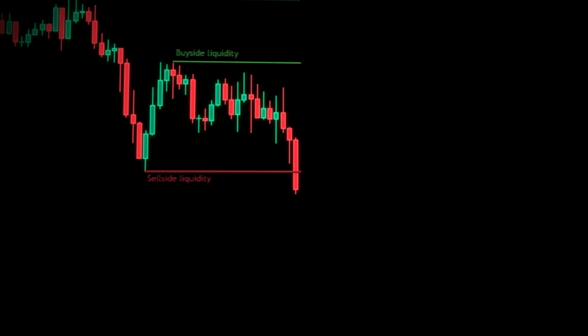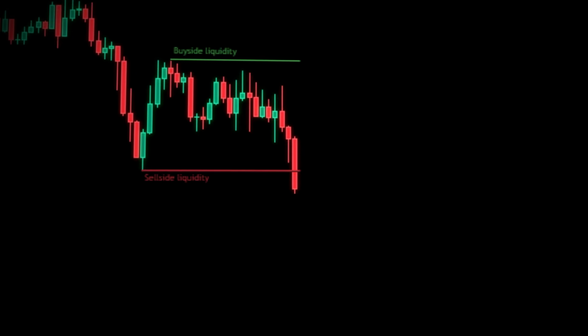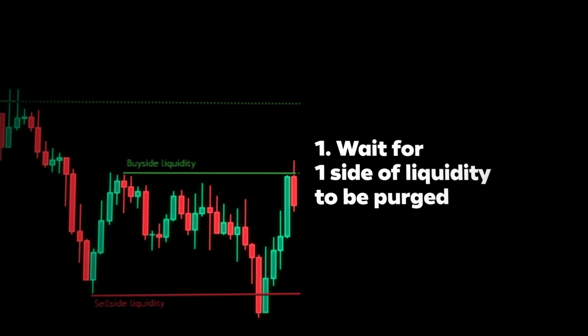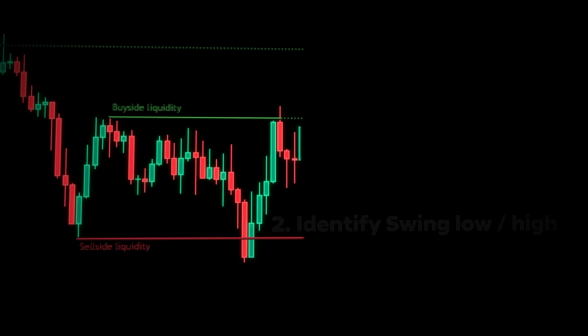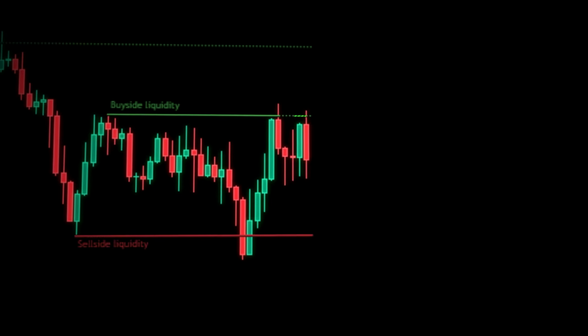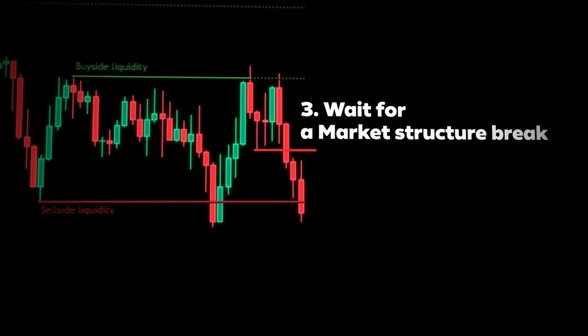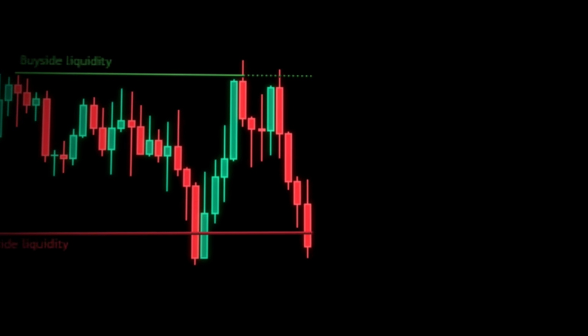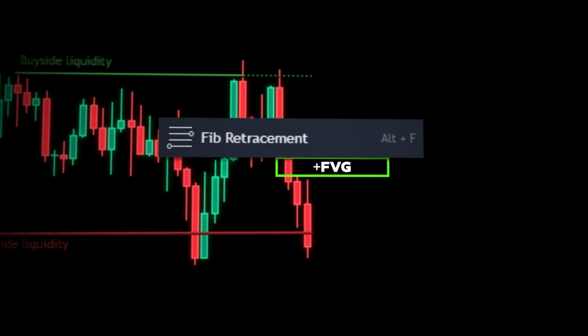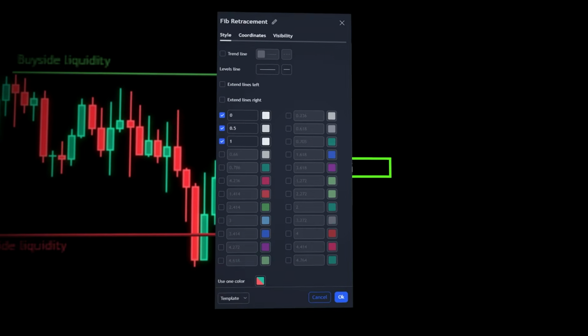So notice that sell-side liquidity has been taken out. What's next? A move up to the buy-side liquidity. Now it's important that you wait for a swing low to be created after it takes out buy-side liquidity. Then, look for a break of that low with displacement, and you'll see that it's a displacement when it creates a fair value gap. Now select your Fibonacci retracement tool and only turn on the 0.5 level.